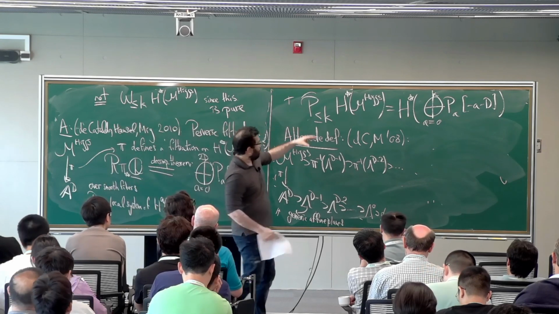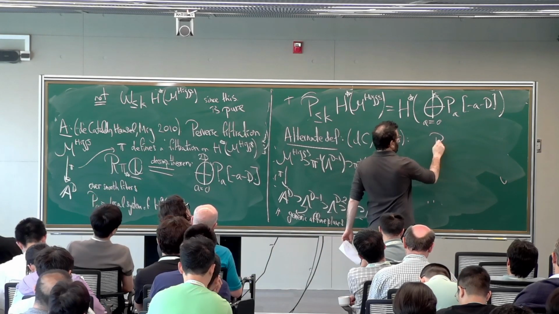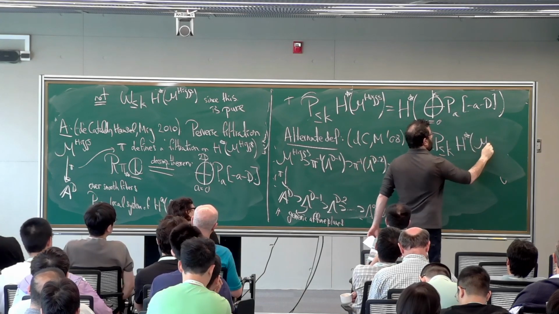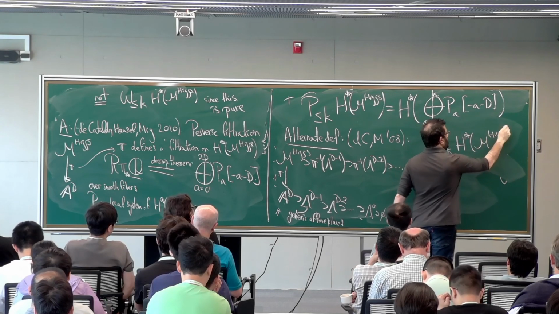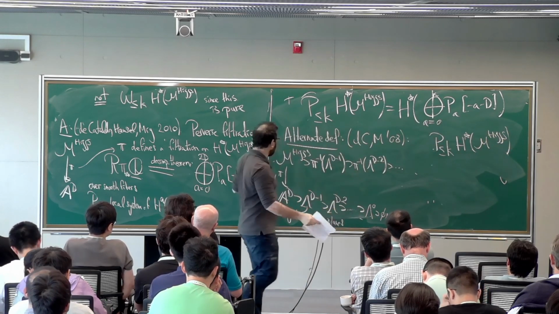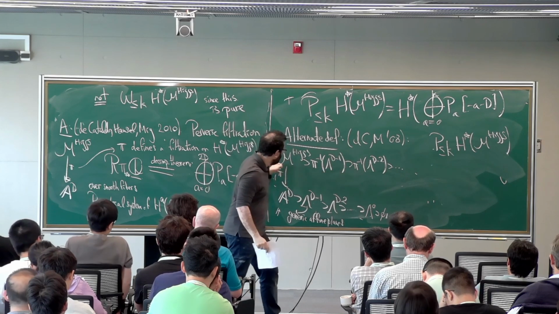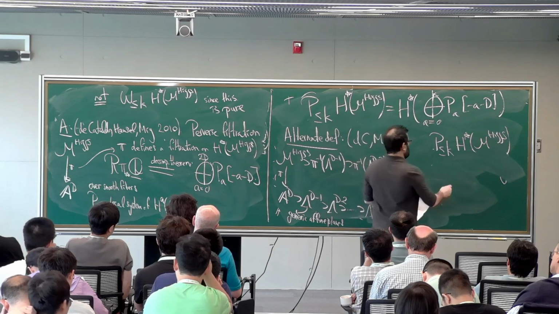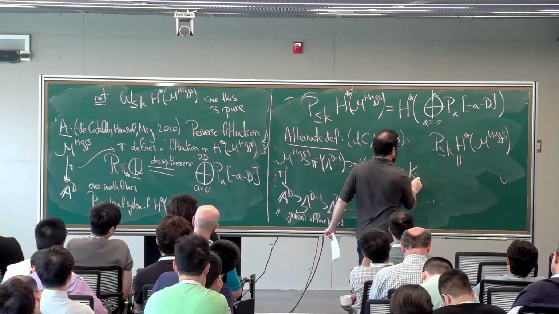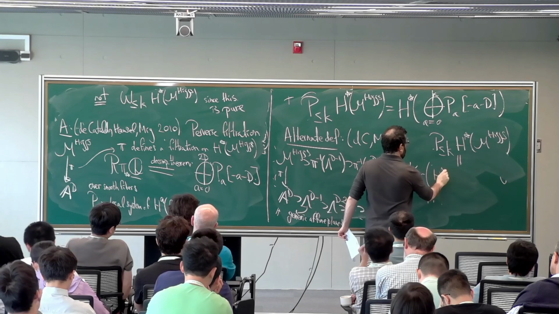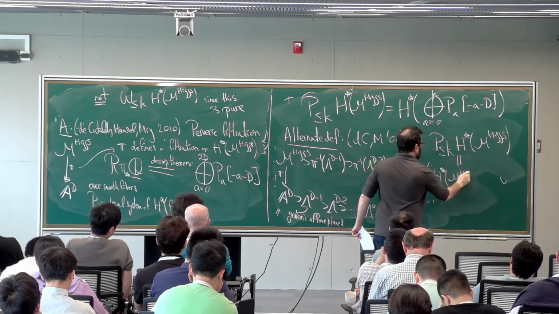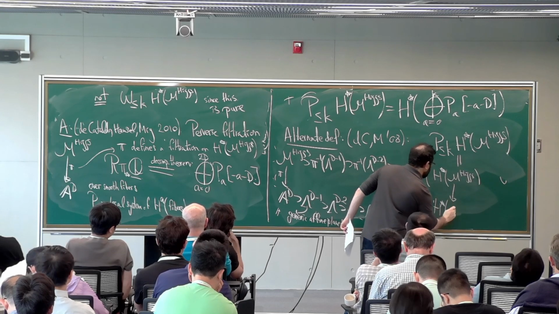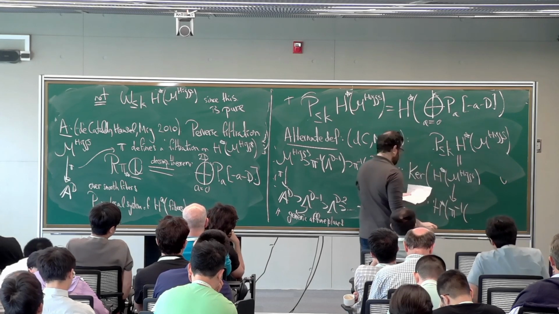And so another way of thinking about this perverse filtration is as the kernel of various restriction maps to these subvarieties. Okay, so this is equal to the kernel of the restriction map, the cohomology of M Higgs to the cohomology of one of these preimages.